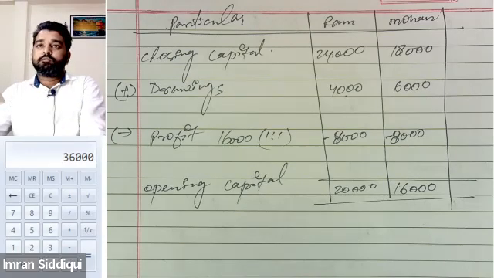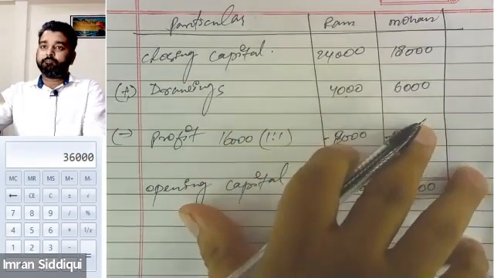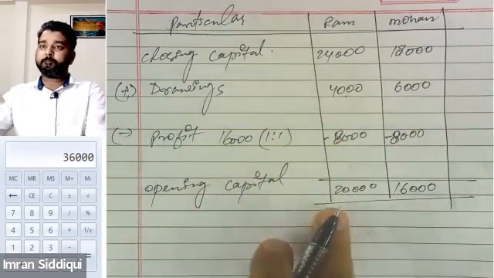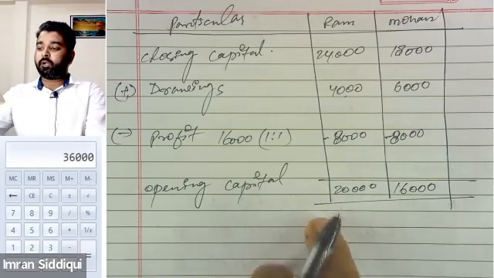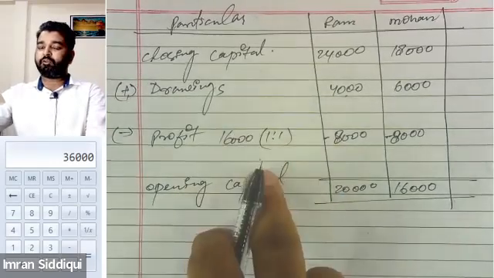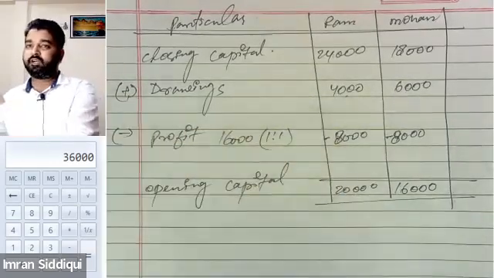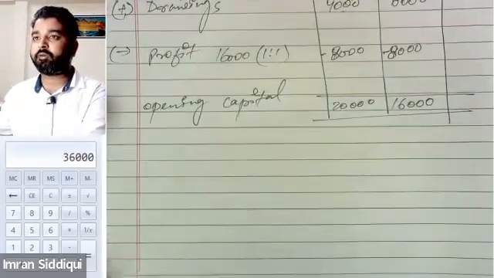All right, everyone. So I have made this table to find out the value of the opening capital. In order to find out the value of the opening capital, we will add the drawings, we will subtract the profit. And now we are in a position to find out the interest on capital for both the partners.